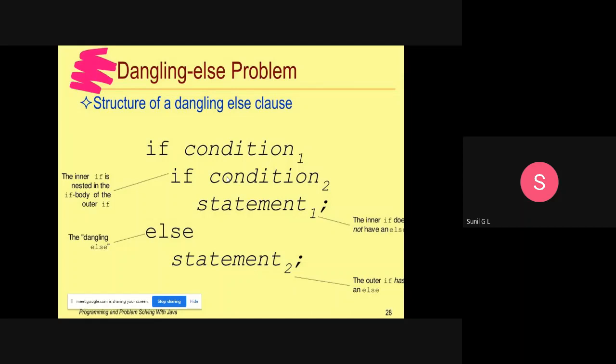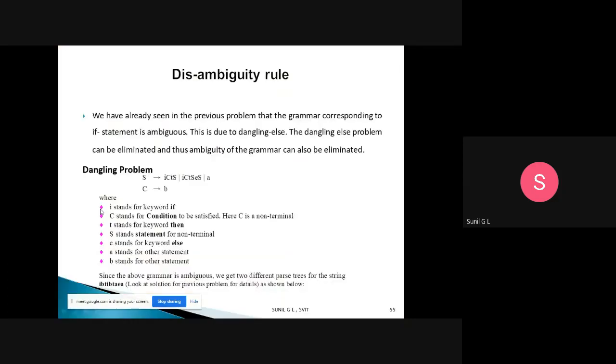So that one we are doing, that's all, nothing else is there. If you understand this one easily, you will understand the next problem, same thing. Here this is the ambiguity rule. I will discuss it using one problem. We have already seen in the previous problem that the grammar corresponding to the if statement is ambiguous.